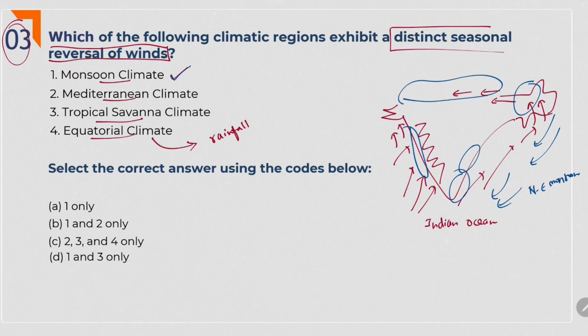And we have already seen that equatorial climate doesn't experience this seasonal reversal. So eliminate this 4. And coming to Mediterranean climate, this climate also experiences seasonal wind reversal.